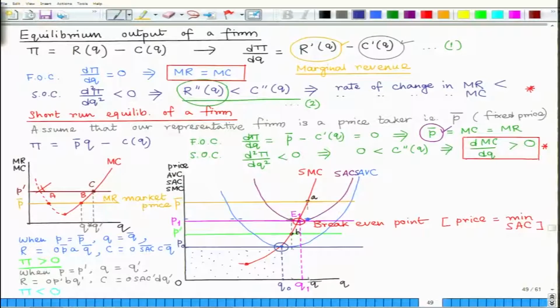Now this point is known as the shutdown point of the firm. The condition to obtain the shutdown point of a firm is this: price has to be equal to the minimum short run average variable cost. We will continue with the discussion in the next lecture.